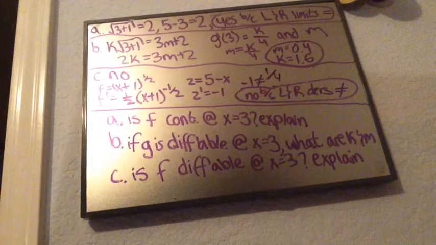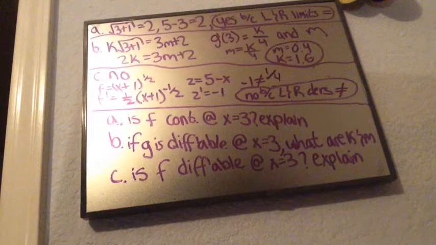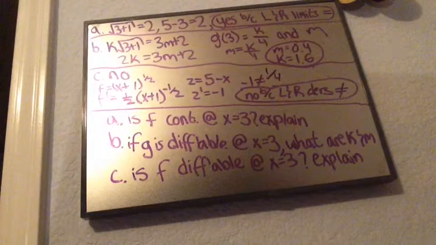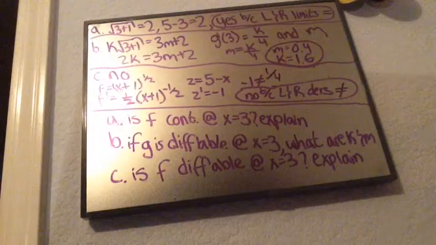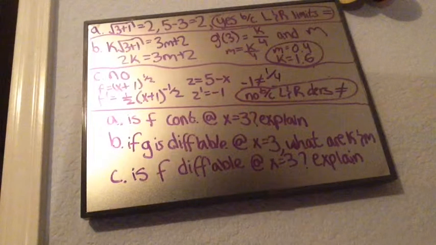So this is my explanation of the problem. I left the questions at the bottom just for reference. So for part A, you're going to set each part of the piecewise equal to each other, and then plug 3 in. You get 2 as each y value, and so the answer is yes, because the left and right limits are equal to each other.